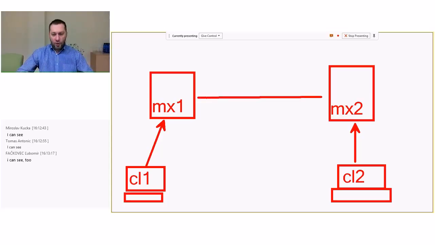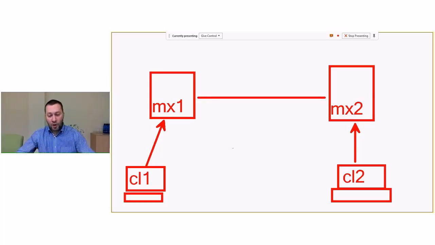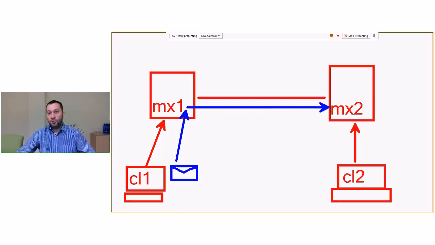So when you send an email from client 1 to client 2, how does it work? Client 1 creates an email message in his or her Outlook and sends it to the mail server. The mail server then forwards this email message through the internet to Mail Exchanger 2, the last part of this chain, and then client 2 reads this email message from his or her email server. This is very simple.